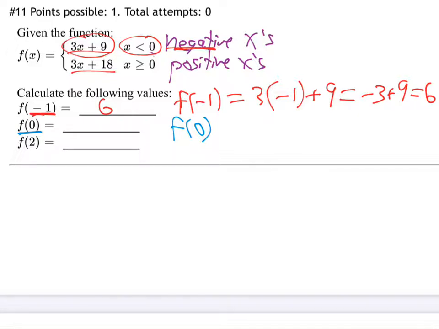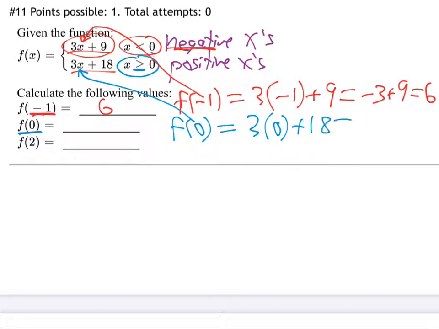Bottom. Yeah, do you see how the bottom says greater than or equal? See that bar right there? Greater than or equal to 0. So if you're equal to 0, you plug into the bottom piece. So I'm going to put the 0 right in there, whereas I put the negative 1 right there, didn't I? So yeah, put the 0 in, work it out, plus 18. So what is that? This is 0 plus 18. It's just 18, huh?